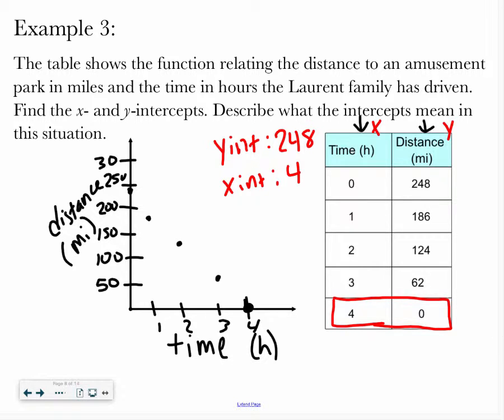So it's totally acceptable to just look at a table and figure out what your x and y intercepts would be, but make sure you don't confuse them. It's really easy to see, oh, times 0, that must be where it crosses the x-axis. No, that is not where it crosses the x-axis, so just be careful about that.